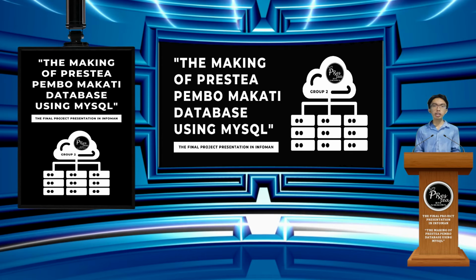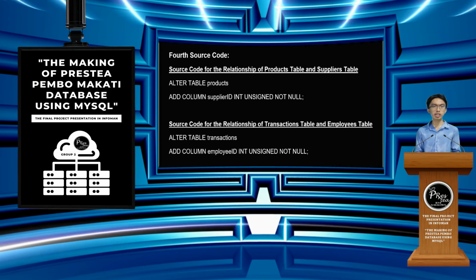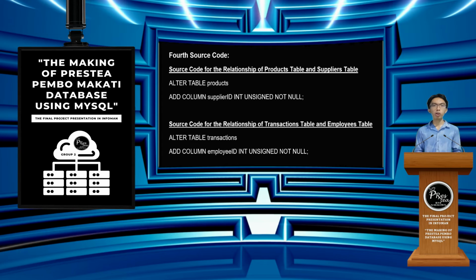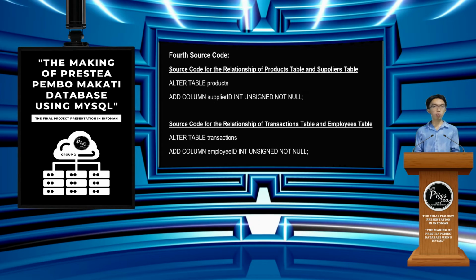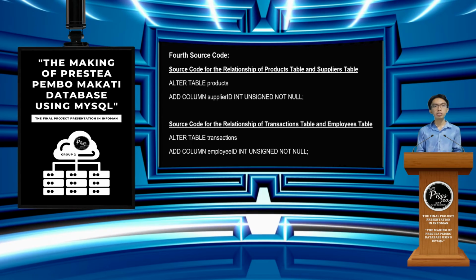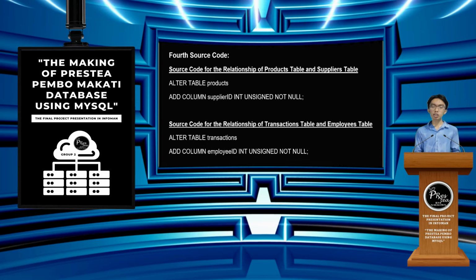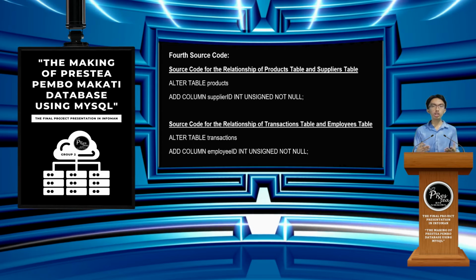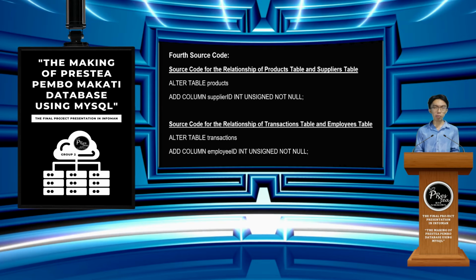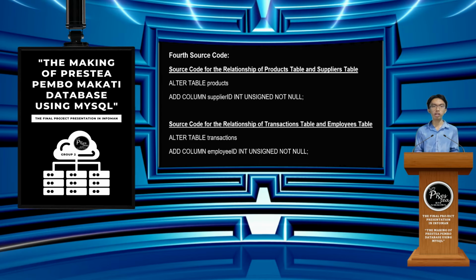And lastly, fourth, it is the source code for the relationship of two tables. First is ALTER TABLE products ADD COLUMN supplierID INT UNSIGNED NOT NULL. We use it because instead of deleting and recreating the products table, we use the code ALTER TABLE to add a new column supplierID into the products table.